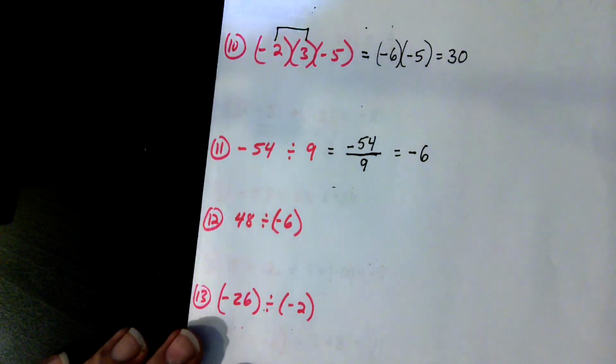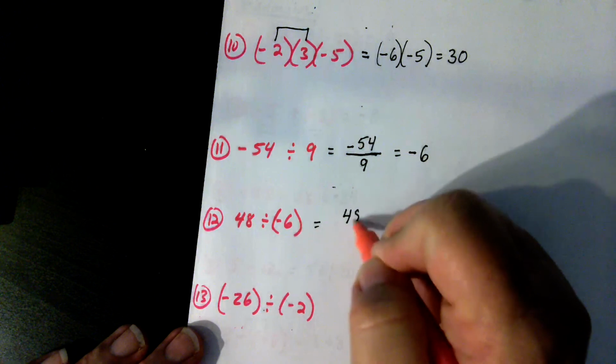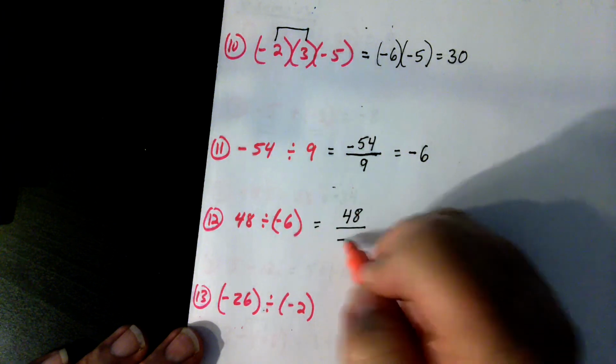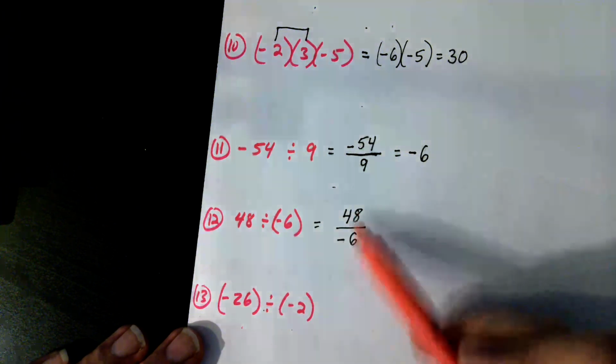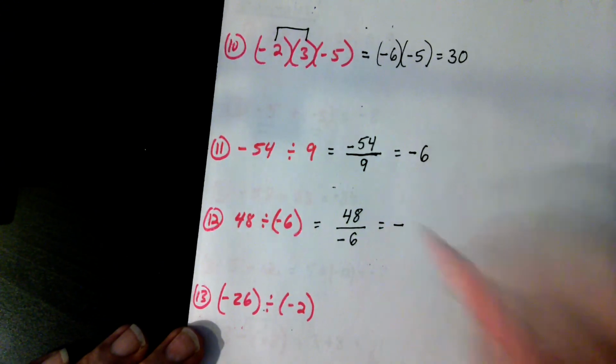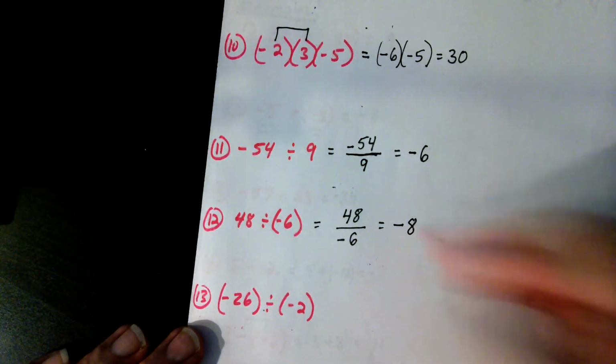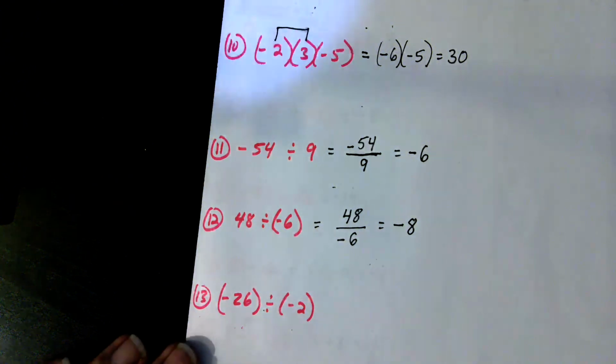Moving on to number 12. We're going to write it as this. It's 48 divided by a negative 6. Again, I have different signs. A positive divided by a negative is going to give me a negative. And 48 divided by 6 is 8. So my answer is negative 8.